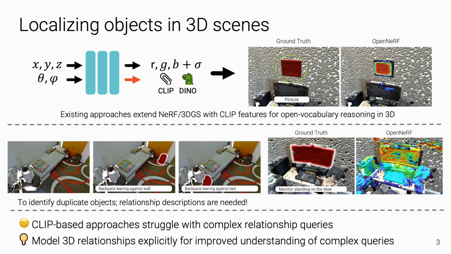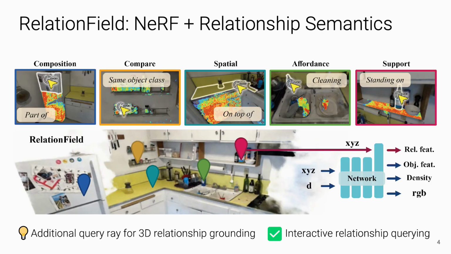Therefore, in this work, our goal is to model 3D relationships explicitly within Radiance Field methods for an improved understanding of complex queries. To this end, RelationField extends the NeRF formulation by adding an extra language output feature, similar to LERF, that encodes object relationships. In addition, we introduce a secondary XYZ ray as input, which is used to condition the relationship output. The motivation behind this is that, unlike objects, which usually exist on their own, relationships always require a reference point that anchors the relationship to another object.